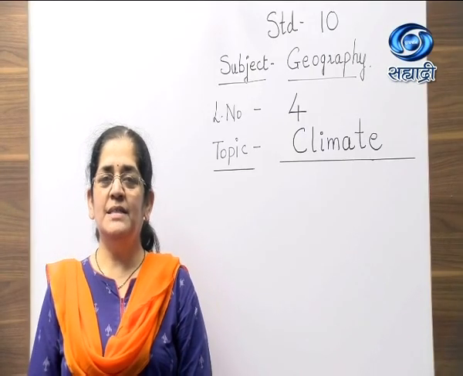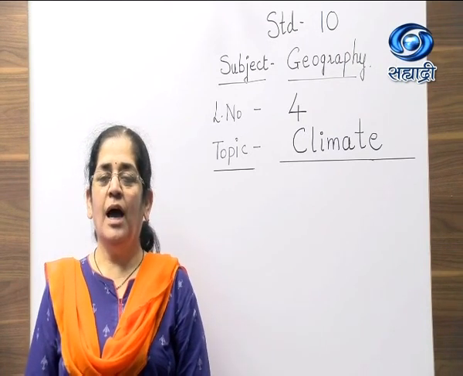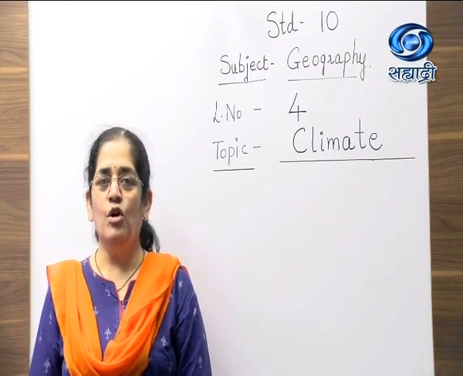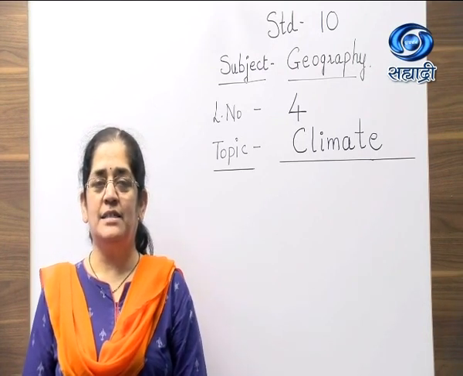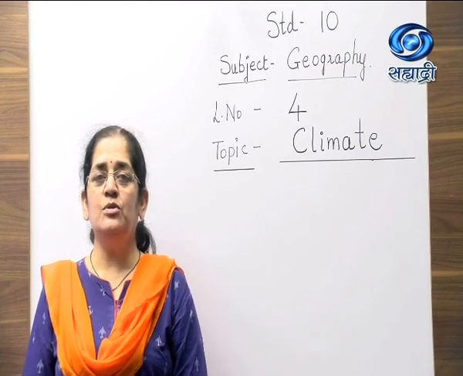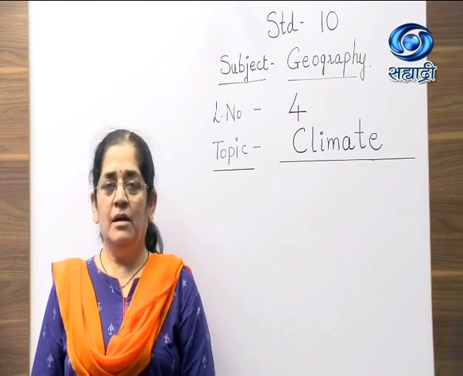Well, students, by seeing this presentation on climate, we have understood how the variation of temperature and rainfall are caused by the location and extent of these two countries, nearness to the ocean, and the altitude of each country.